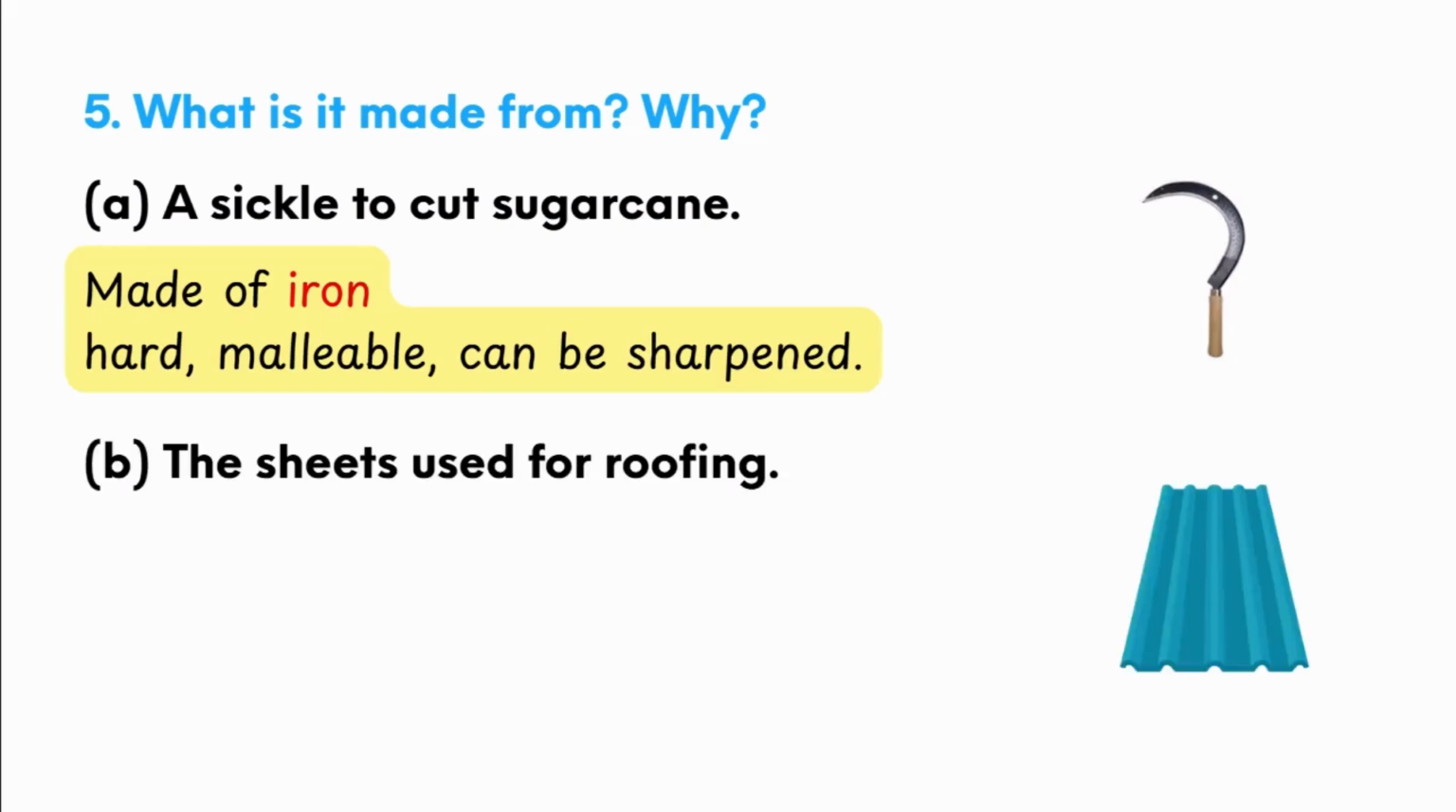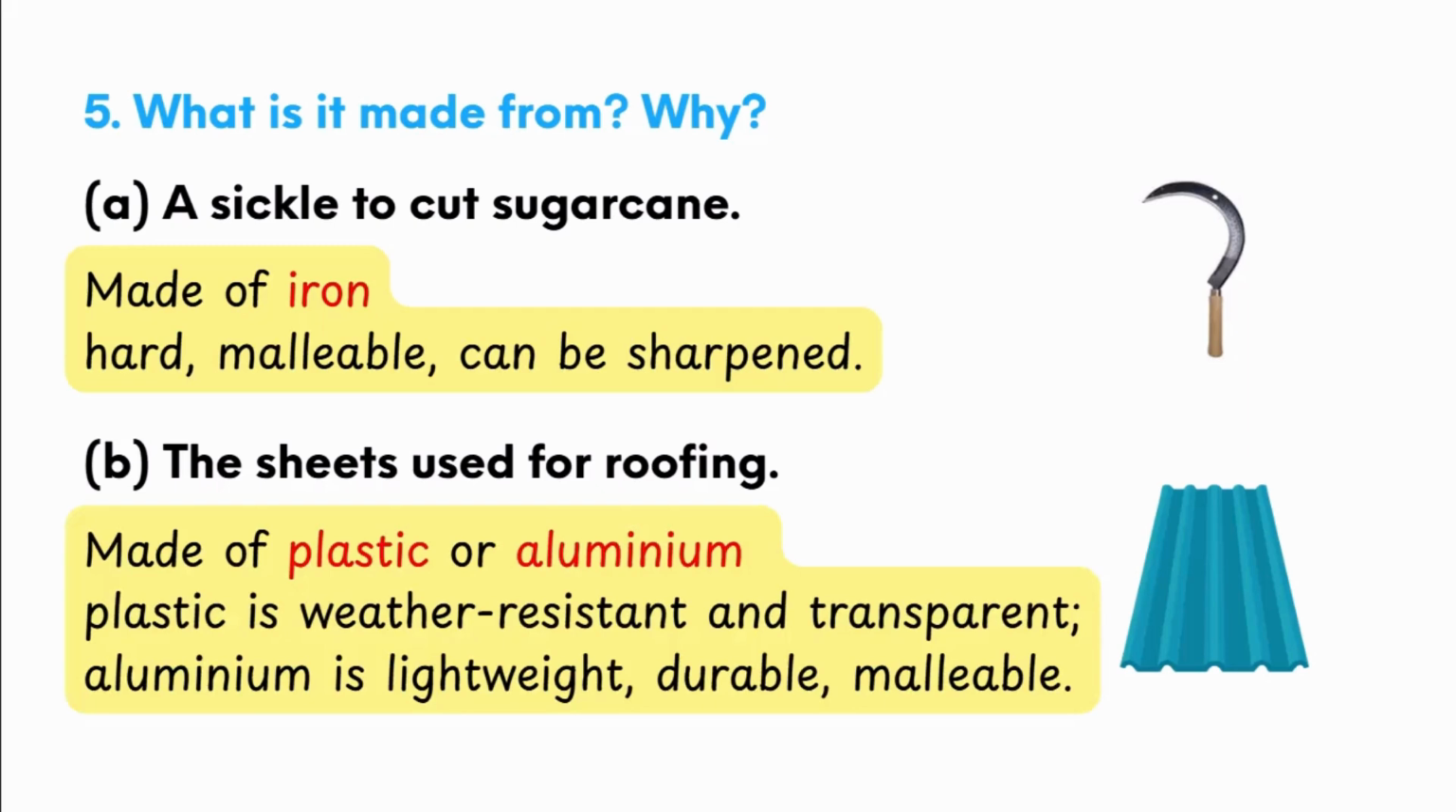Next thing is the sheets used for roofing. These are made with plastic or aluminium because plastic is weather resistant and transparent. Aluminium is lightweight, durable, and malleable.